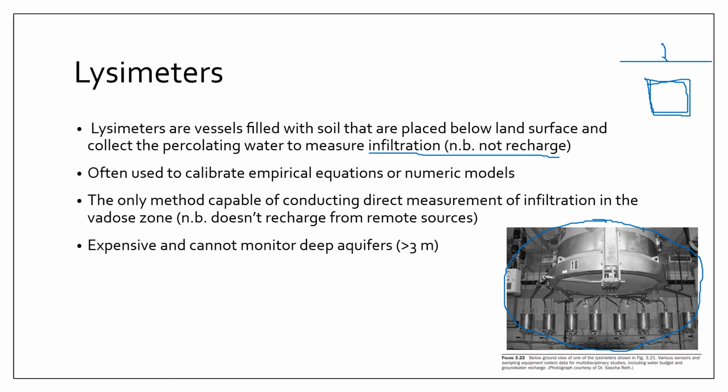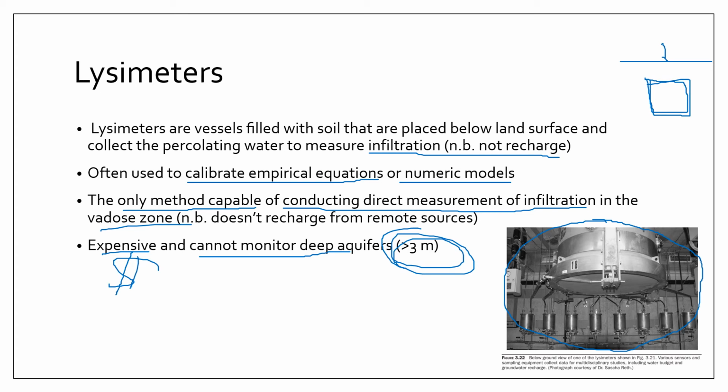And note that infiltration is not equal to recharge. Not all water that is infiltrating into the vadose zone will actually reach your groundwater. Some of the water infiltrated into the vadose zone can exit the vadose zone as stream flow. And the value of lysimeters is that they can be used to calibrate empirical equations or numerical models. This is actually the only method that is capable of direct measurements of infiltration in the vadose zone. Although the downside is that it's very expensive and it cannot monitor deep aquifers that are greater than 3 meters.